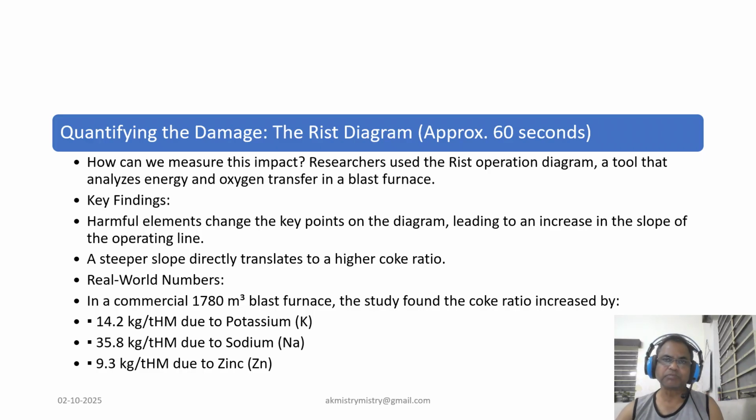Based on data from a commercial 70-80 cubic meter blast furnace, the study calculated the specific increase in coke needed for each ton of hot metal produced. The coke ratio increased by 14.2 kg due to potassium, 35.8 kg due to sodium, and 9.3 kg due to zinc. These are significant amounts that directly impact production cost.